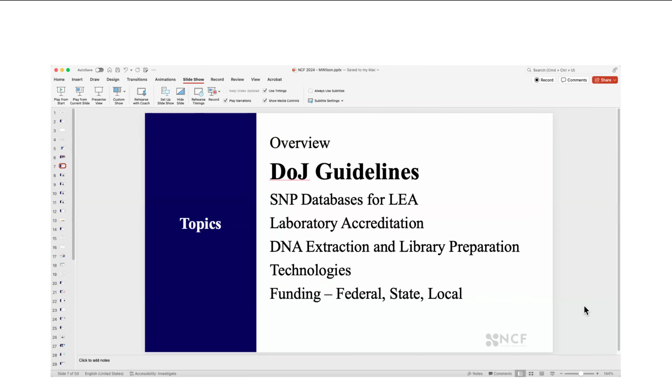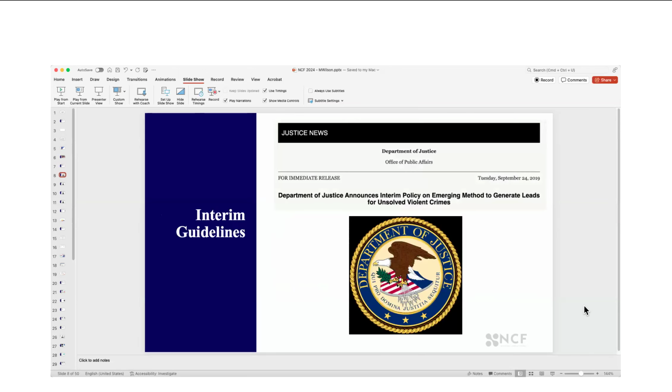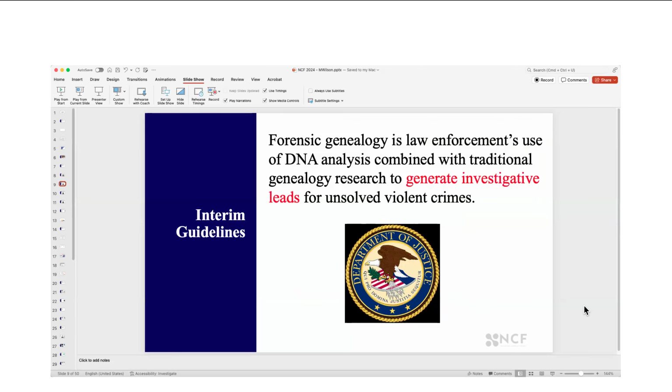So let's switch over now and talk a little bit about the DOJ guidelines that came out in September of 2019. Here's the original publication. These are interim policy guidelines, and it gives you kind of an idea of how the DOJ is thinking about this emerging technology. So one important concept is that they feel, and almost all the practitioners in this field feel, that this is background information. It's almost like research, and it's there to generate investigative leads for investigators.